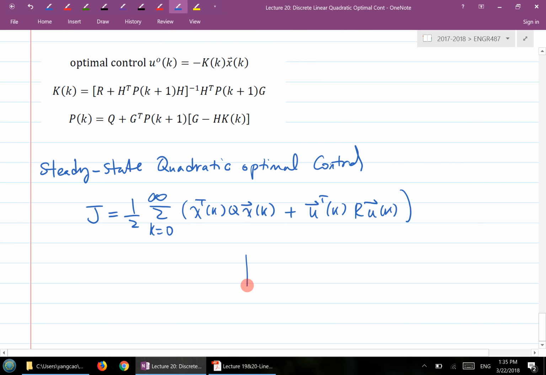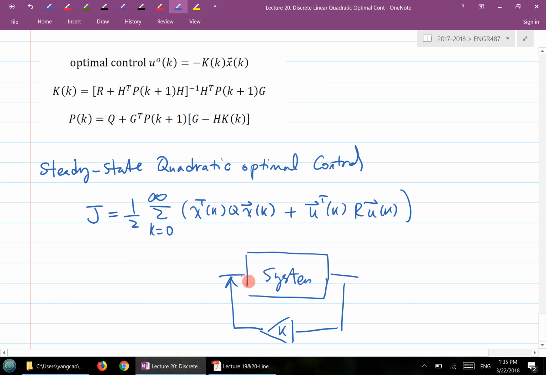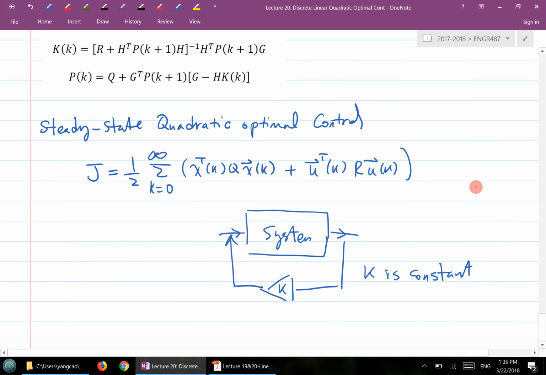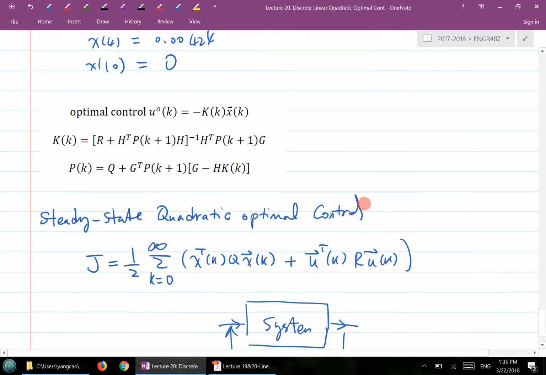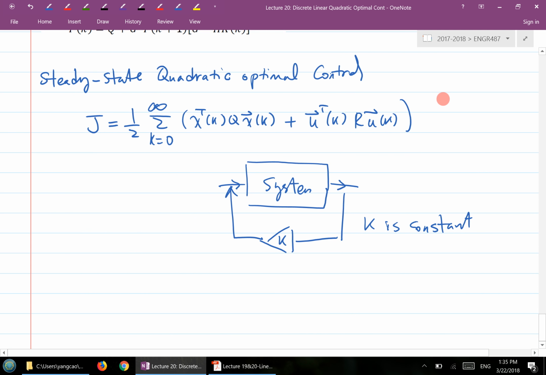The steady state, as I said, is exactly what you're going to implement. If you have a system here, and then you have your feedback gain, this gain here is actually taken as a constant. So k is constant. That's basically what steady state means. So how do you solve for the k then? Actually, we saw that through that example. K will converge after a few steps.